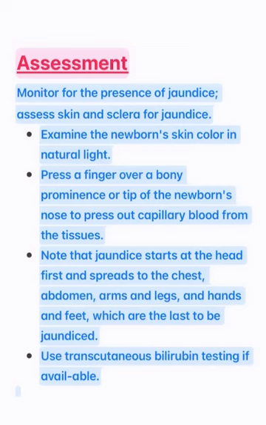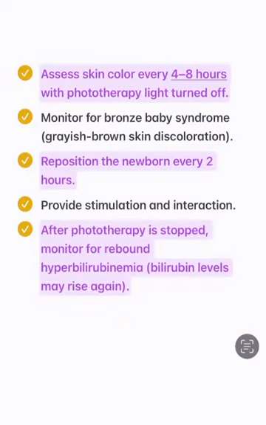Next, use transcutaneous bilirubin testing if available, or you can do TSB. What is TSB? Total serum bilirubin, which is done with the capillary blood of the newborn. So these are the assessments. Next, assess the skin color every 4 to 8 hours with the phototherapy light turned off, not under the blue lights. We do this because in children receiving phototherapy there is a risk of bronze baby syndrome, which is grayish-brown skin discoloration.